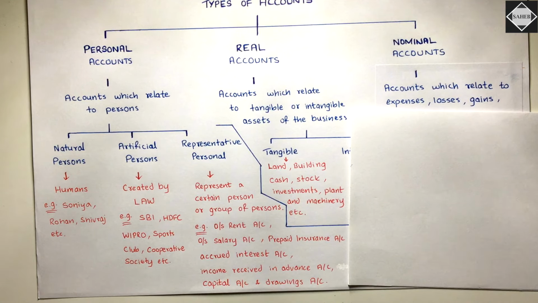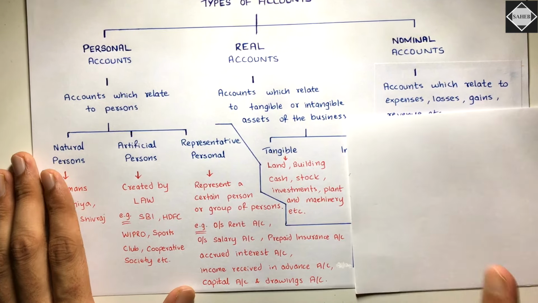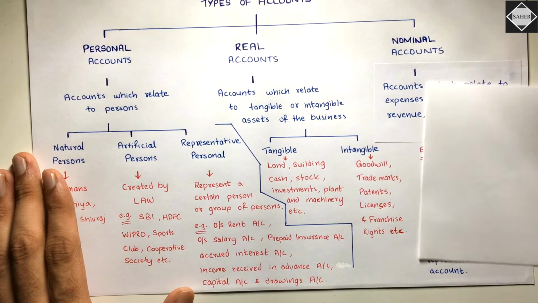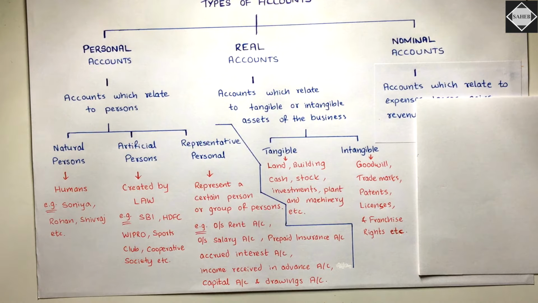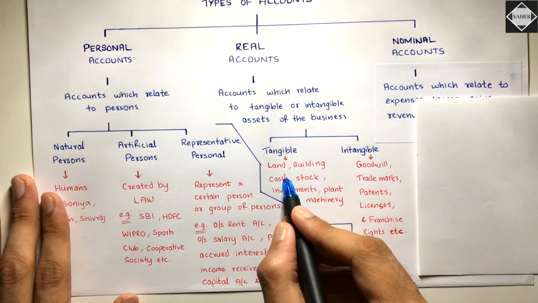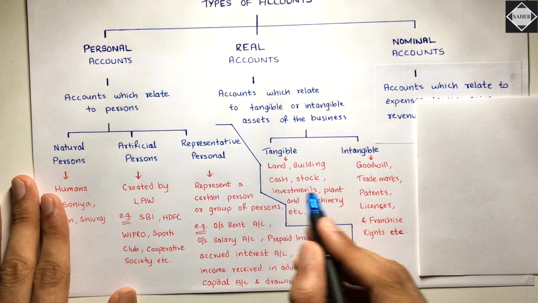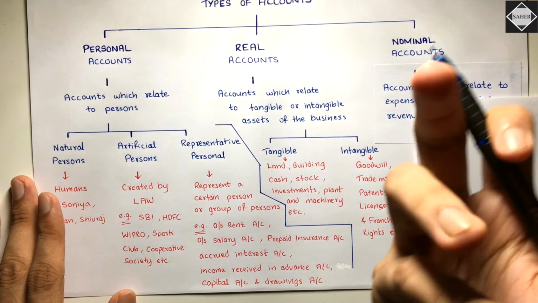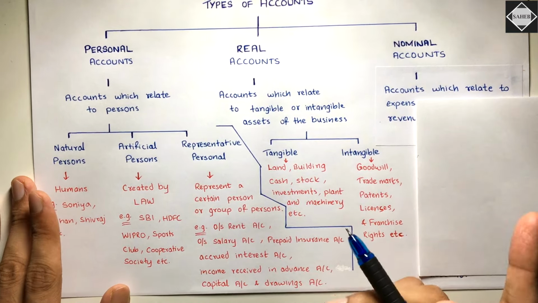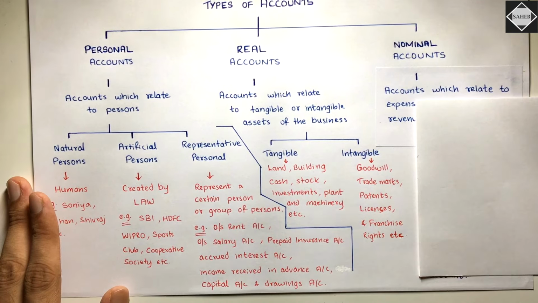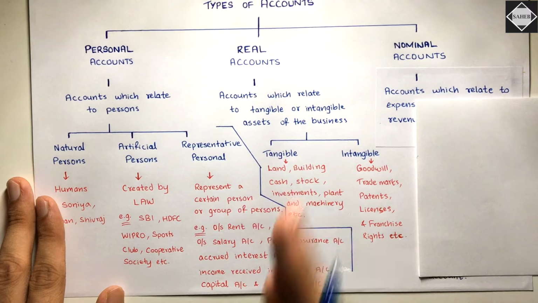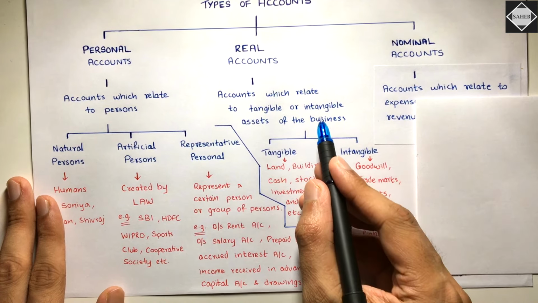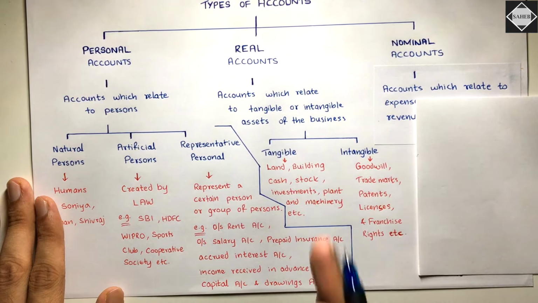Example, first let's understand what tangible and intangible assets are. See here, tangible assets are the assets which you can touch, feel and see, and they have a physical existence, such as, for example, land account, building account, cash account, stock account, your inventory, your goods, investments, plant and machinery, furniture, computer. All these are what? Tangible assets. Fine. And then there are intangible assets, which are the opposite of this.